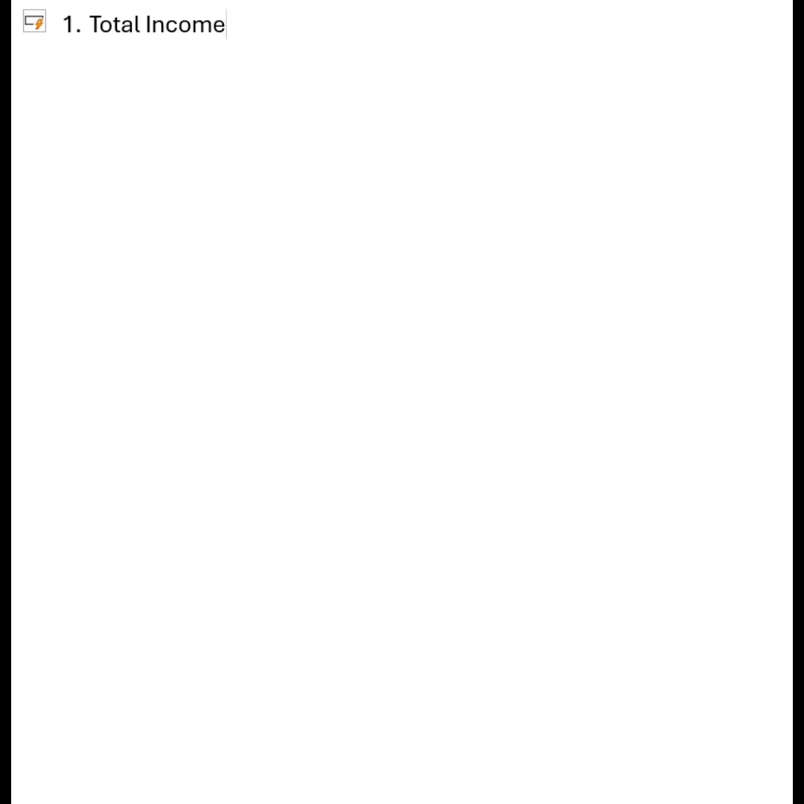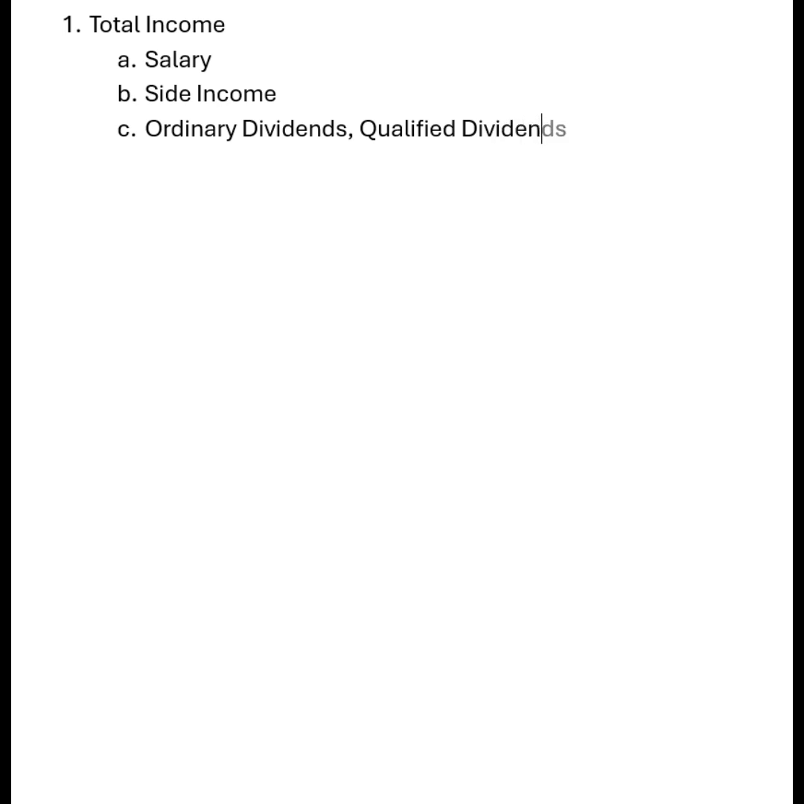Now, that might seem relatively simple. You might just say, well, I just figure out how much I earn at my job. And that's a good first step. But your total income includes not just salary, but also any kind of side income you got, side hustles and so forth. And also ordinary dividends, qualified dividends, and any short-term and long-term profits on investments.